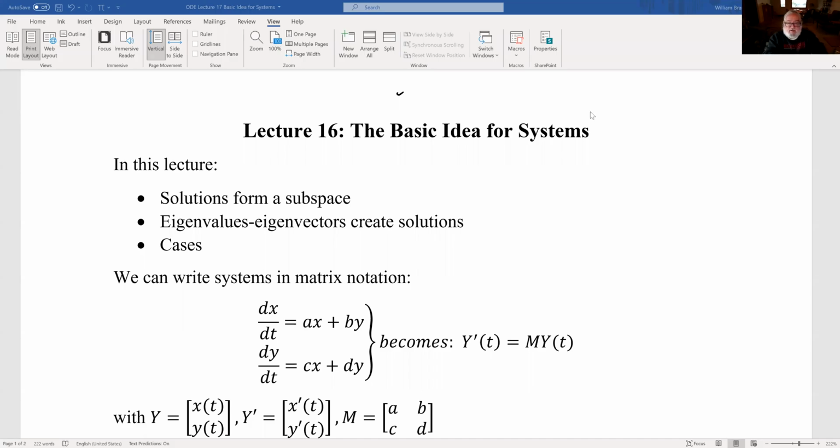Okay, systems of differential equations. So the basic idea for solving a system of equations: we're going to need that solutions form a subspace, eigenvalues and eigenvectors create solutions, and then we'll look at the cases.